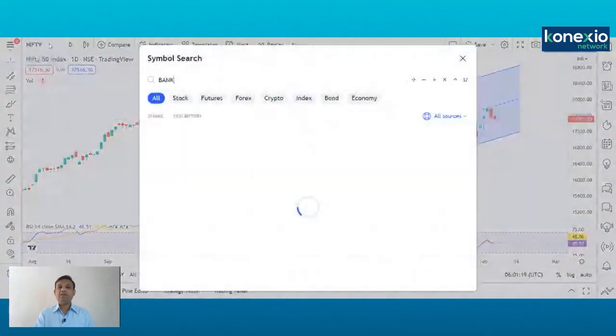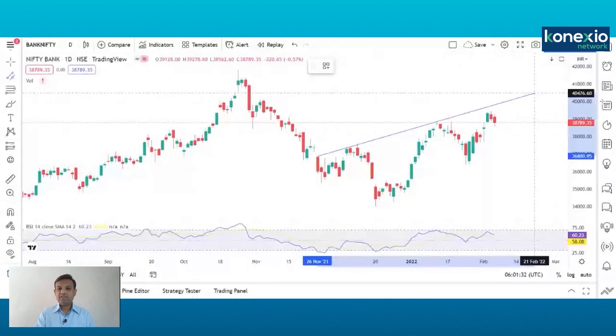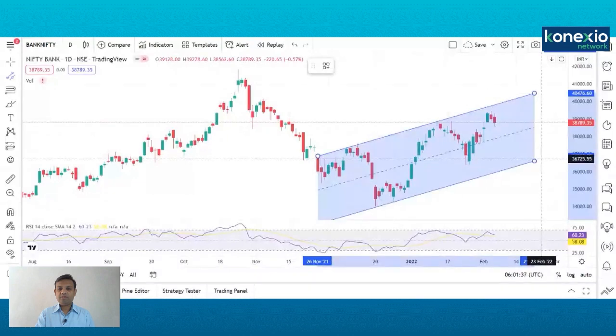Now let's discuss what we have observed in Bank Nifty. On the Bank Nifty daily charts, again a similar kind of pattern has been formed. Let me draw a parallel channel from this particular line. Now this is the multiple resistance area. Let me draw this line. Here you can clearly see that Bank Nifty also has been moving in this particular rising channel.